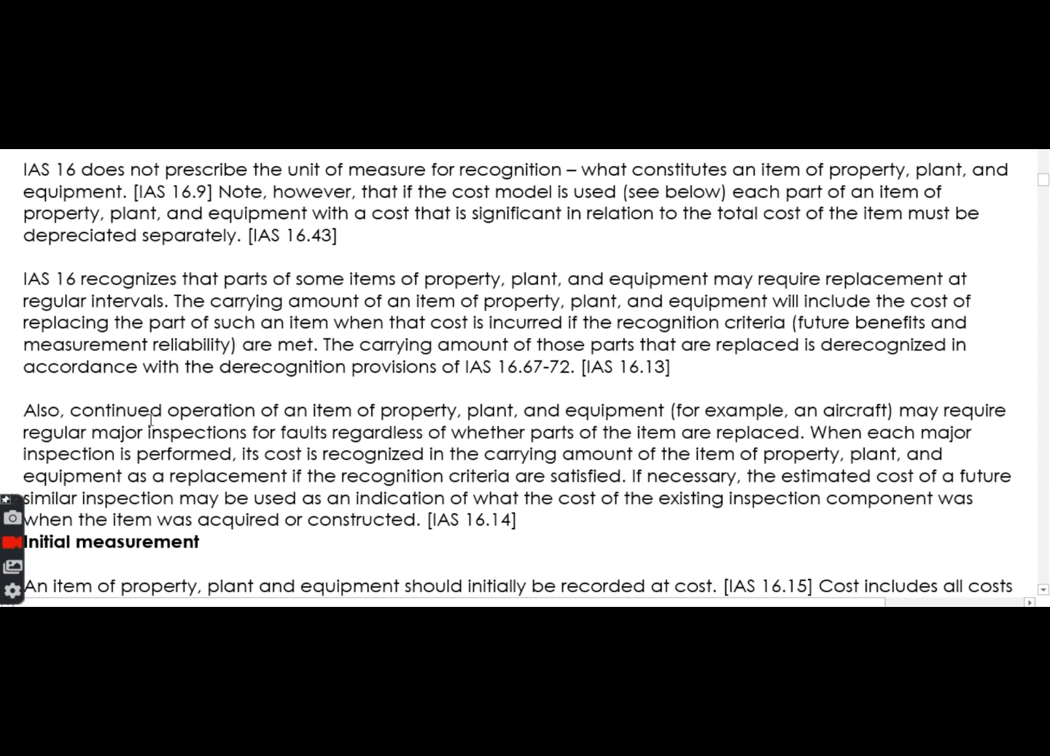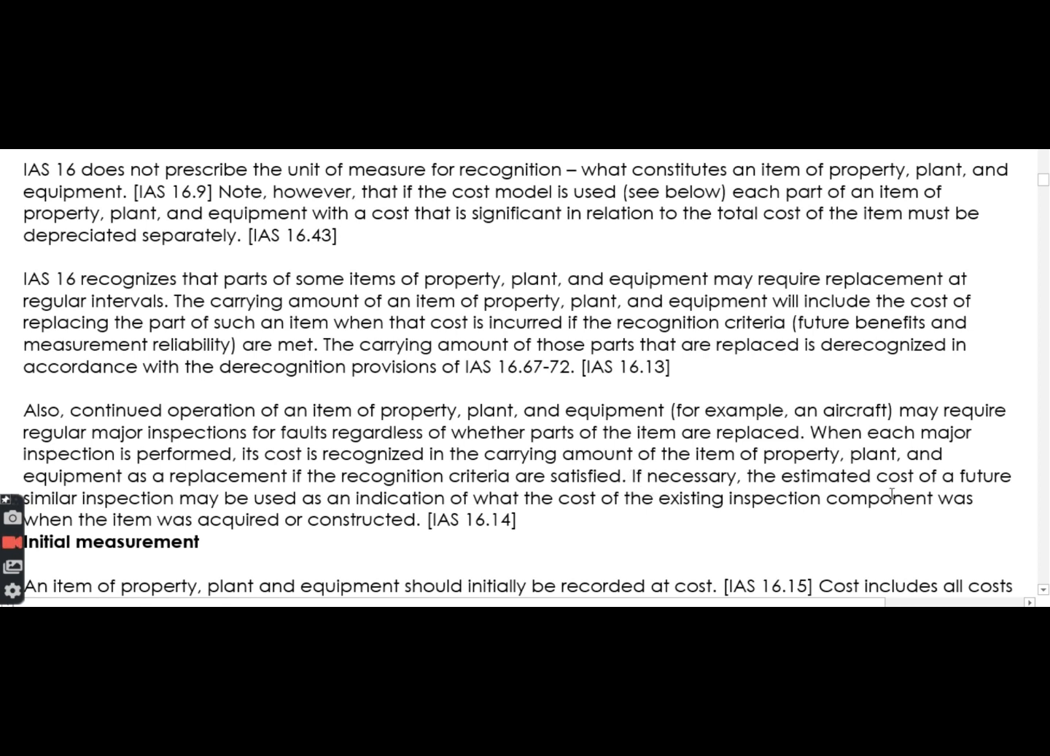Finally, for the continued operation of a property, plant, and equipment, for example an aircraft, it may require regular or major inspections for faults, regardless of whether parts of the item are replaced. When each major inspection is performed, its cost is recognized in the carrying amount of the item of property, plant, and equipment as a replacement if the recognition criteria are also satisfied. That's why there is also what we call group depreciation or composite depreciation.